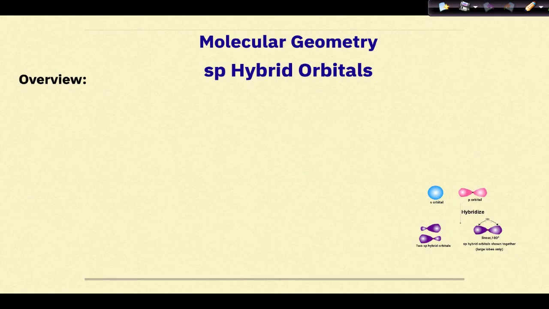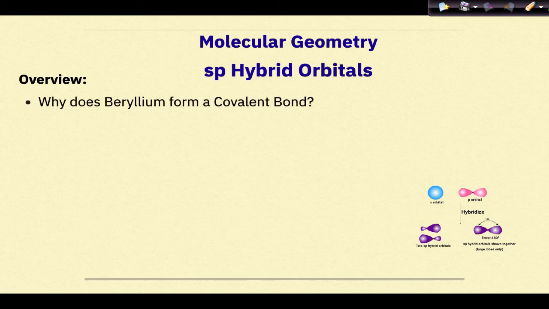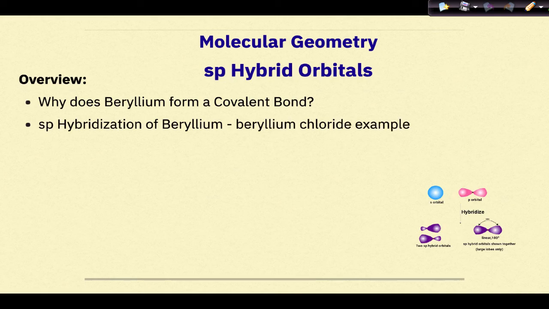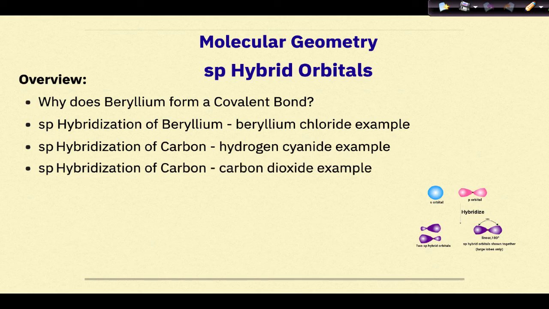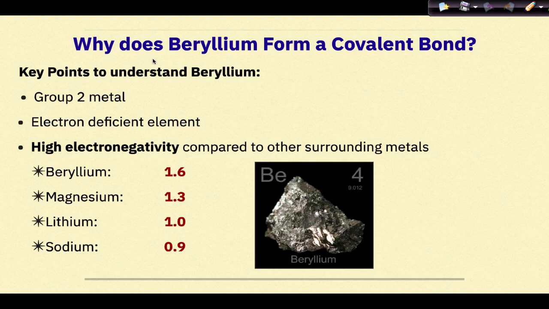Molecular geometry, sp hybrid orbitals. In this tutorial, we will be talking about why beryllium forms a covalent bond, sp hybridization of beryllium, the beryllium chloride example, sp hybridization of carbon, the hydrogen cyanide example, sp hybridization of carbon, the carbon dioxide example, and some practice questions at the end. Why does beryllium form a covalent bond?